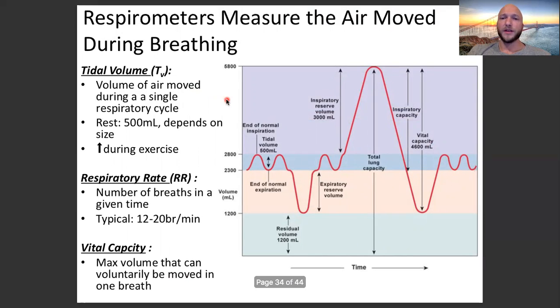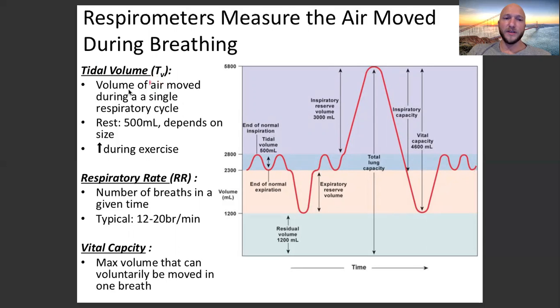Respirometers measure the air moved during breathing. So we experience this in lab. So you've seen this chart also. If you haven't seen it in lab, you will see it in lab. So what this chart represents is volume. If we measure from the bottom line to the very top, that's our total lung capacity. There's different names for different types of breathing, different volume changes in our lungs.